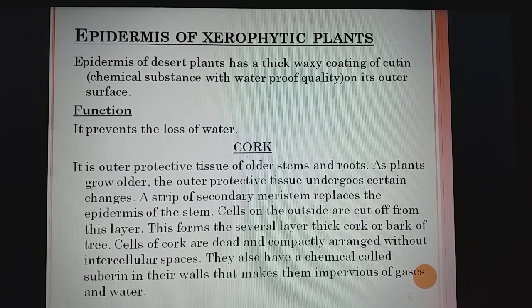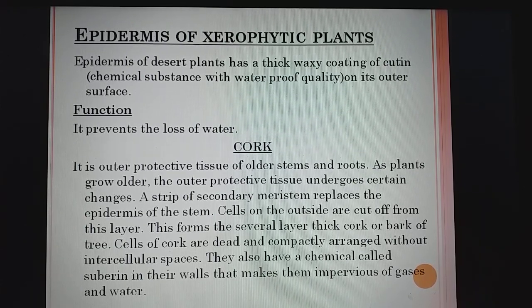Now, first we have studied the protective tissue was epidermis. Now, next we have to study is cork. So, cork is an outer protective tissue of older stems and roots. As plants grow older, the outer protective tissue undergoes certain changes.